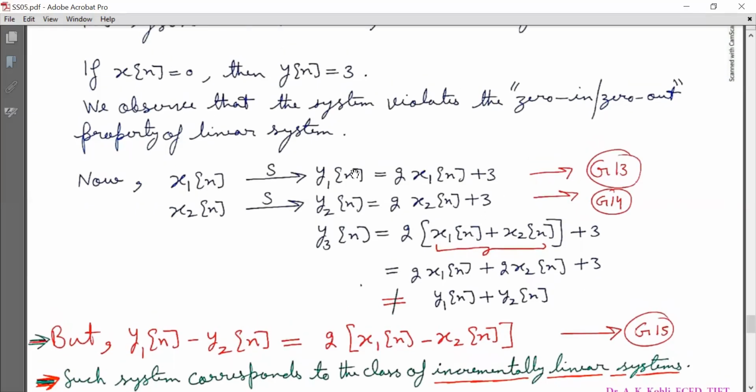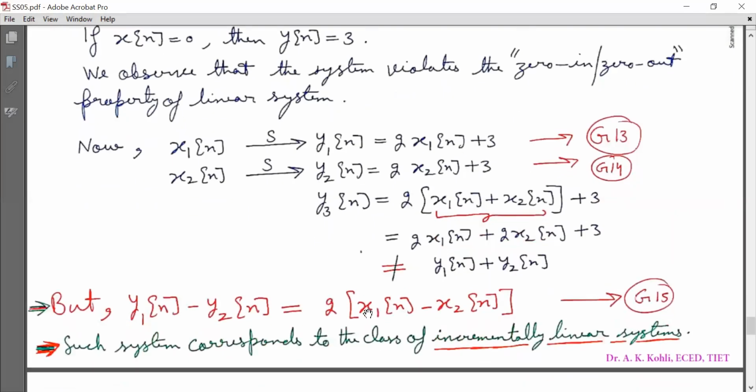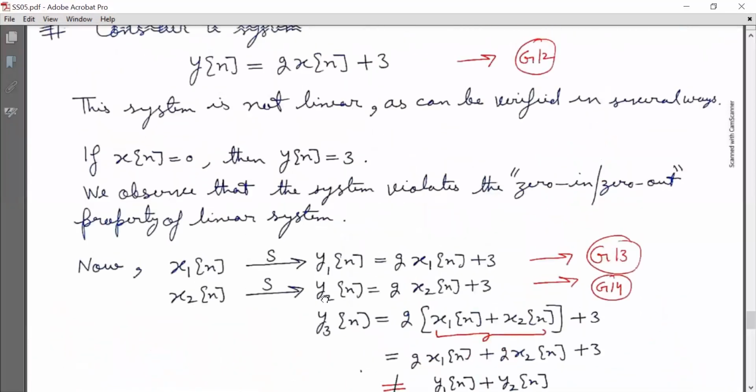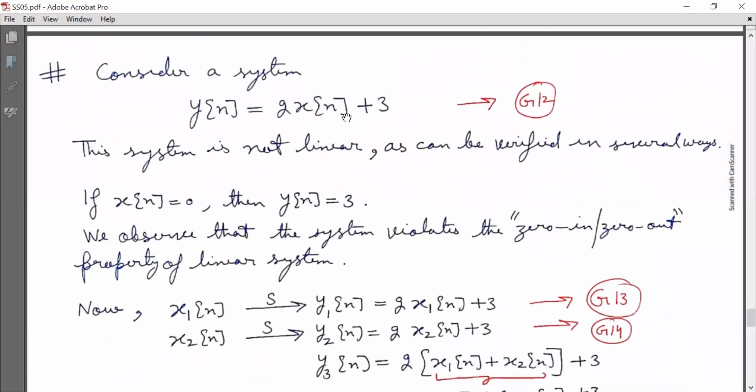But if I subtract the outputs, y1[n] minus y2[n], I will get 2 bracket x1[n] minus x2[n]. Such a system corresponds to the class of incrementally linear systems. This is a special category of systems. But this system is non-linear, or not linear.